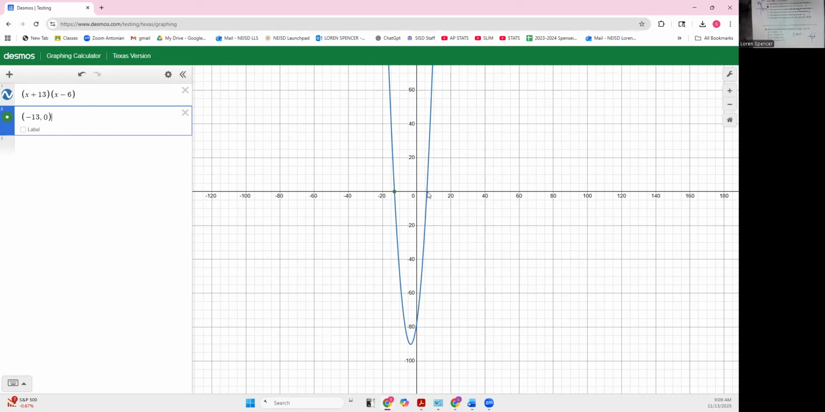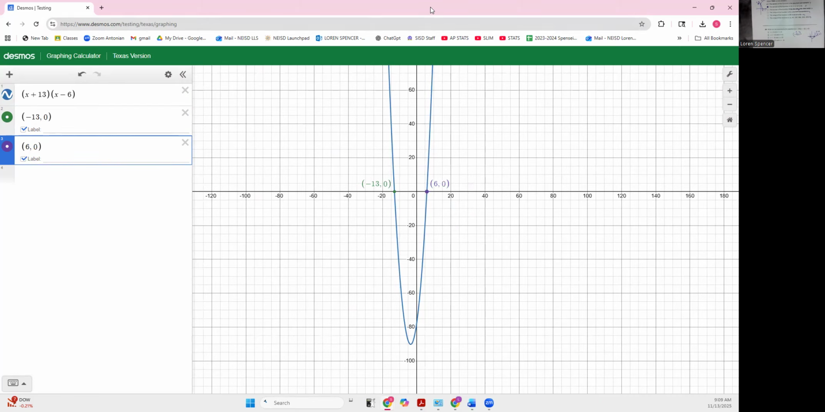And we have another solution at 6 and 0, because that's where they cross the x-axis. So now that we have that, let's go ahead and have those labeled.